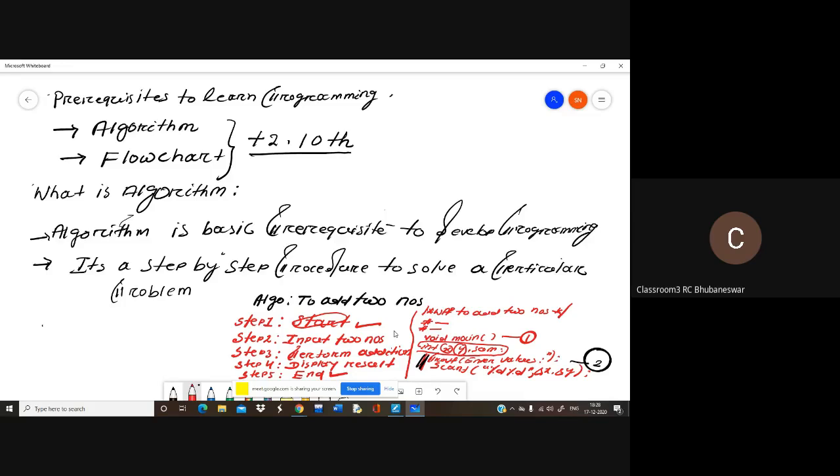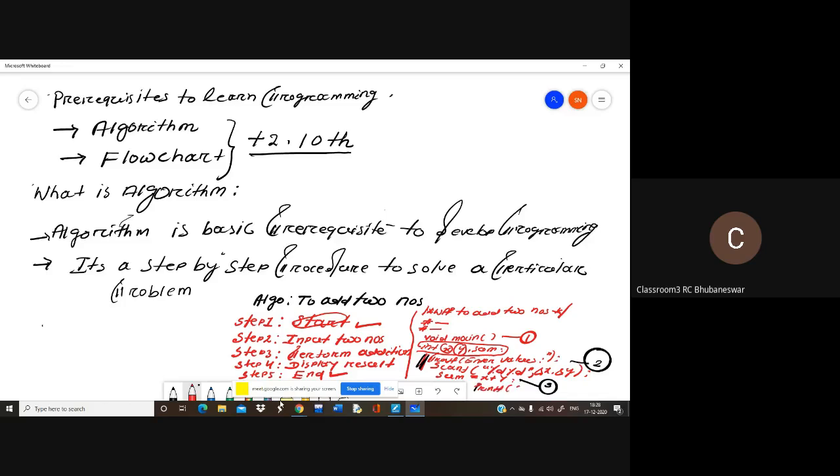Then what is the next step? Perform addition. Sum equal to x plus y. Let it be step 3. What is our step 4? Someone please say, what is step 4? Display the result. You may write step 4 like this.